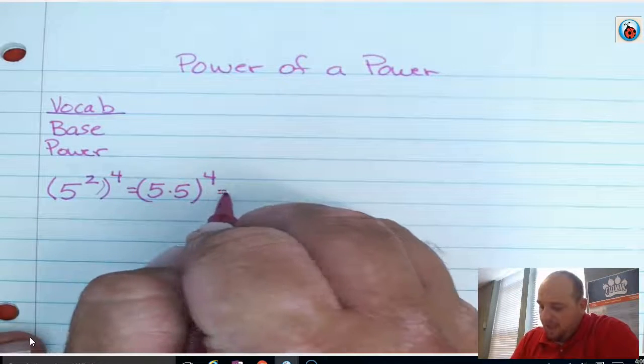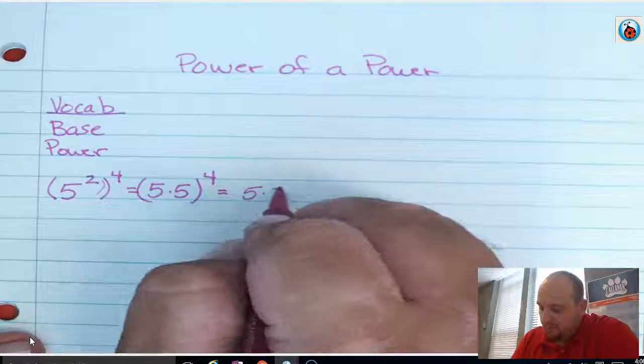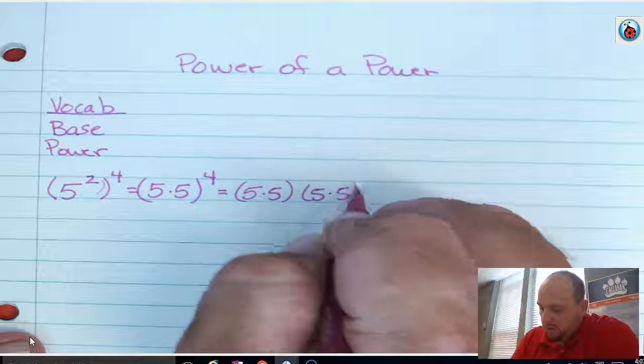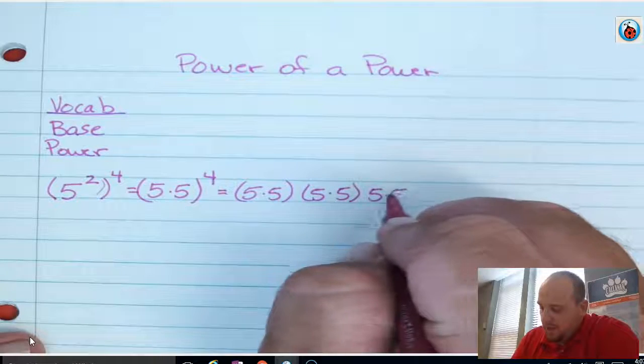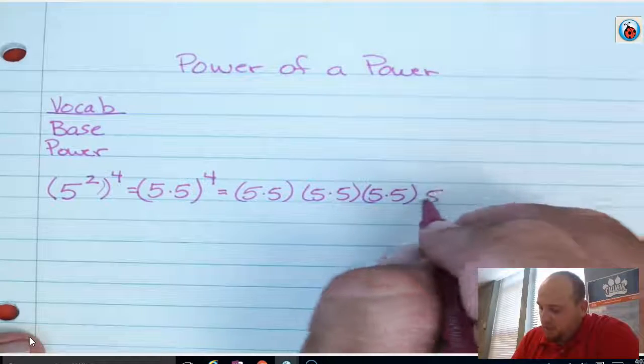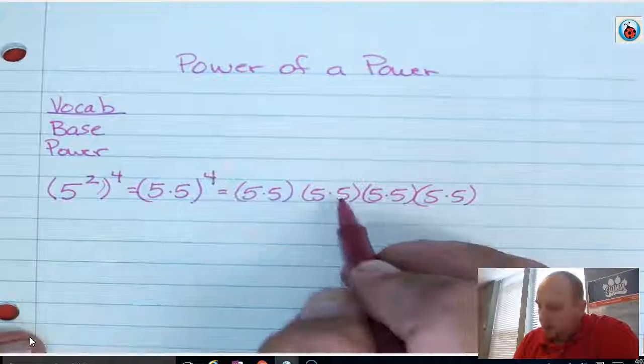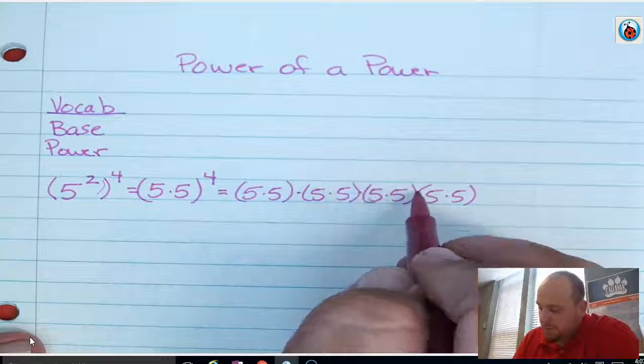So I'm going to go ahead and write that. I'm going to write 5 times 5 four different times. So there's 2, here's 3, and then here's 4. Please note, because I'm raising it to a power, these are all multiplication in between here.